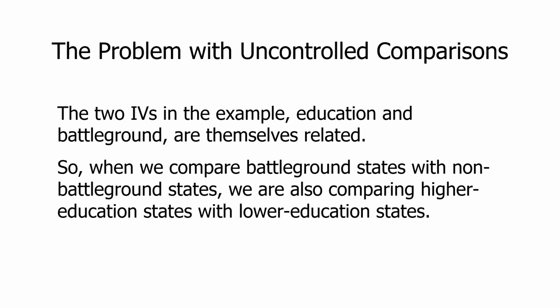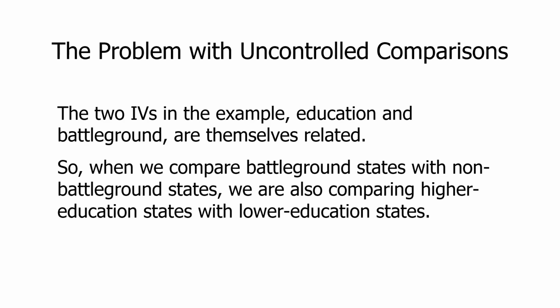For example, battleground states average 66% on the education variable, meaning that 66% of the residents on average have a college education. This compares with only 58% for non-battleground states. So the complication here is that when we compare battleground states with non-battleground states and compare their turnouts, we're also comparing states that have higher levels of education with states that have lower levels of education. So is it being a battleground state that causes the turnout, or is that effect being confounded by the fact that we have not controlled for education?